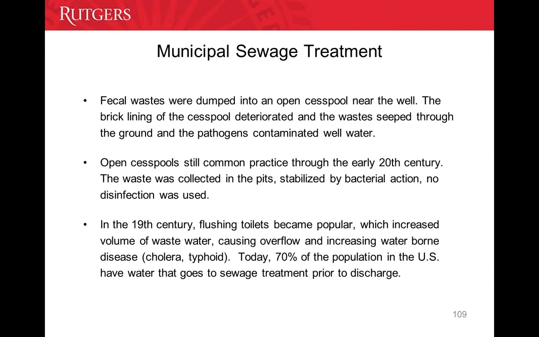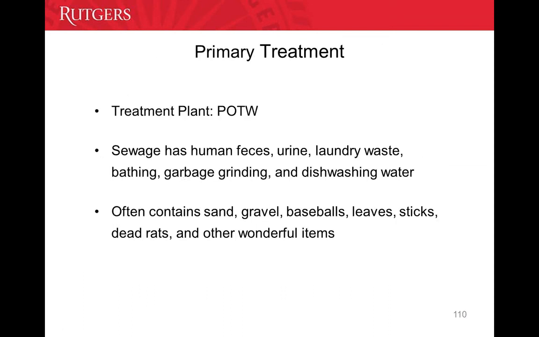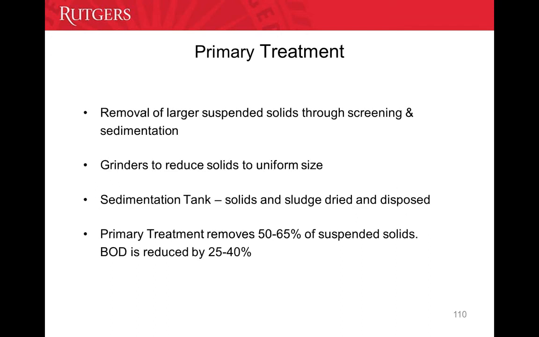Today in the United States, for about 70% of the population, the water from the waste goes to the sewage treatment plant. Those are called publicly owned treatment works, okay? And primary treatment is when we take that sewage, which has human feces and urine and laundry waste, bathing waste, garbage, grinding, and dishwasher water. Sometimes it even has rats and bats and sticks and leaves and baseballs and every other thing. That's pretty much what's in that water as it goes to the primary treatment.